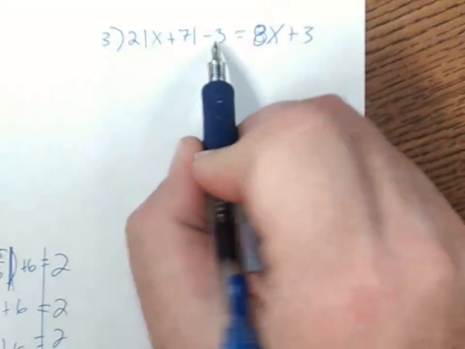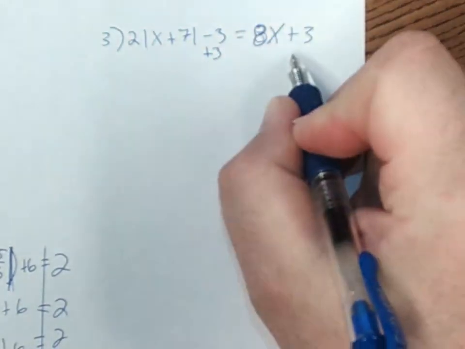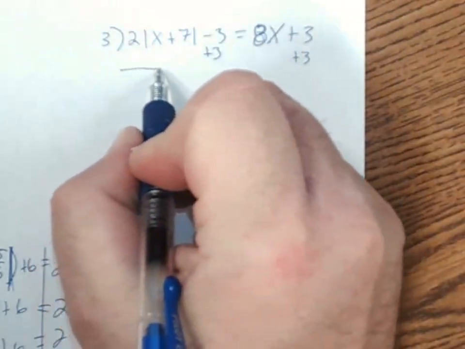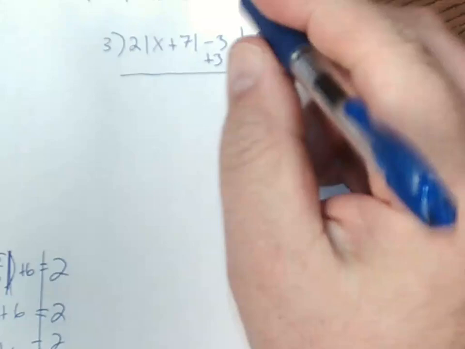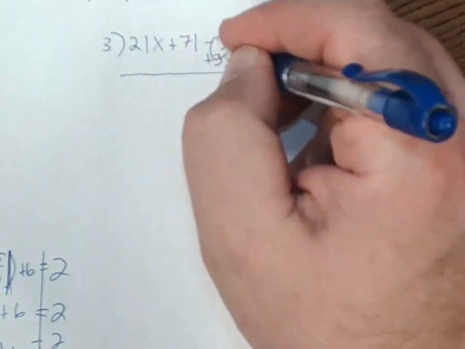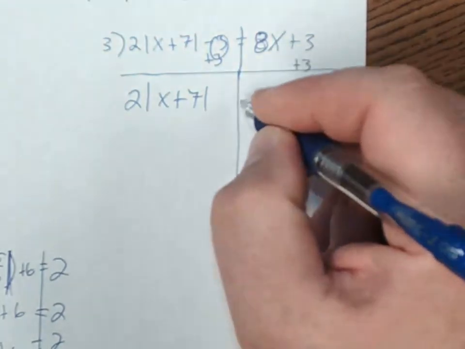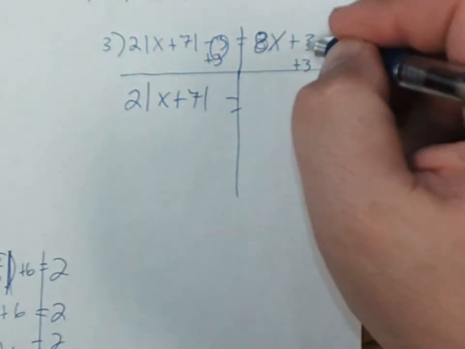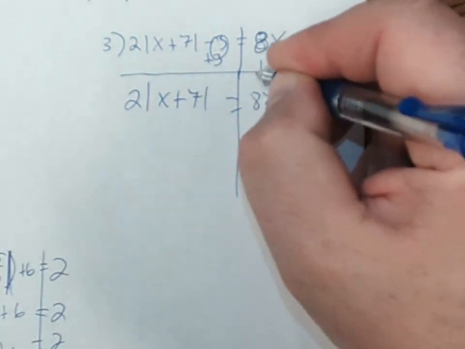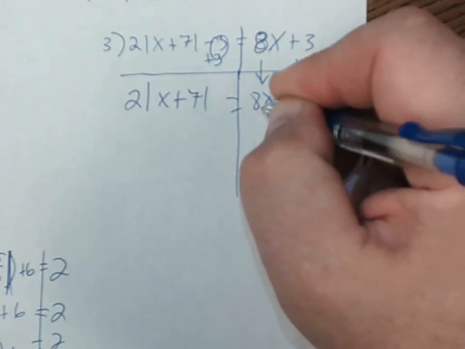So let's start by adding 3 to both sides. On the left, that makes a 0 pair, and I'm left with 2 times the absolute value of x plus 7. And then on the right side, the 8x just comes down. 3 plus 3 is 6.